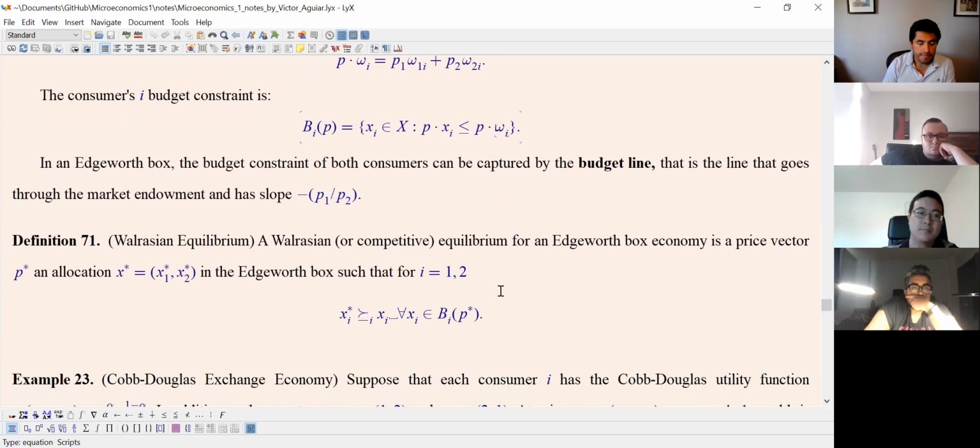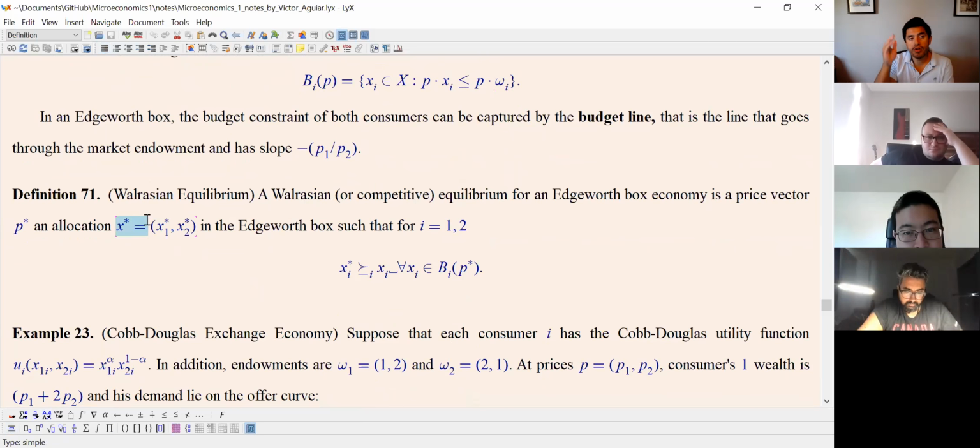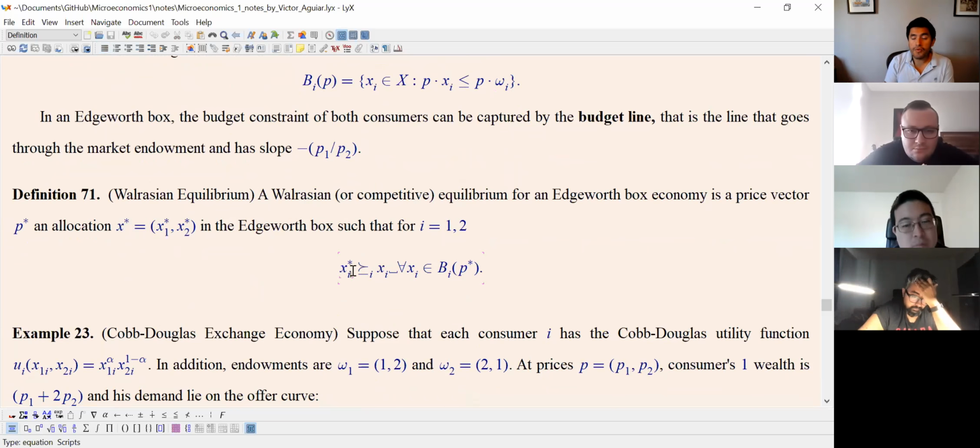So again, let's define a notion of equilibrium that is going to endogenize prices. A Walrasian equilibrium for an Edgeworth box economy is a price vector, okay, and an allocation X star. The allocation is the consumption of 2 goods of individual 1 and individual 2, okay, such that every agent maximizes their own preferences given their own endogenous budget, okay, for the equilibrium price.